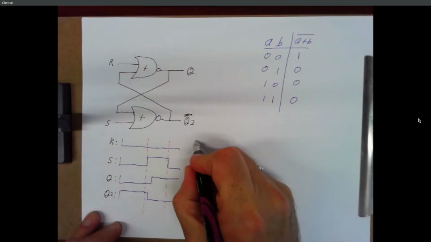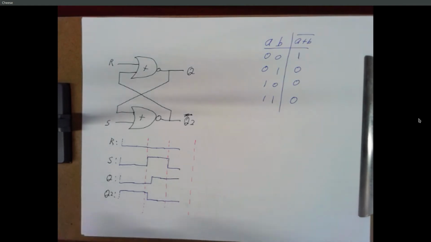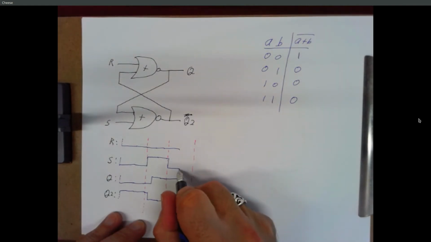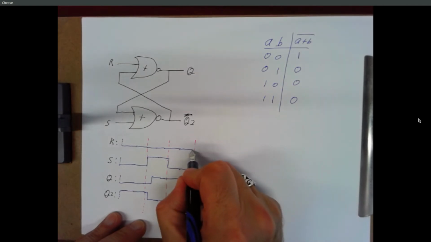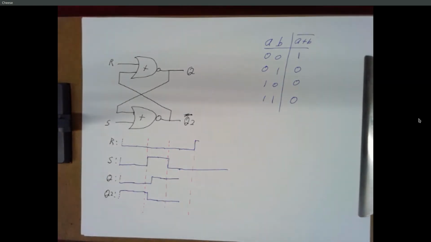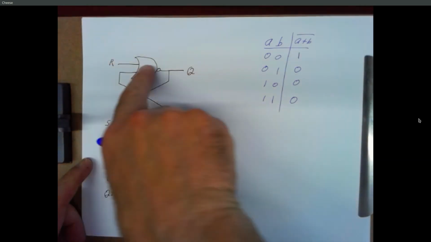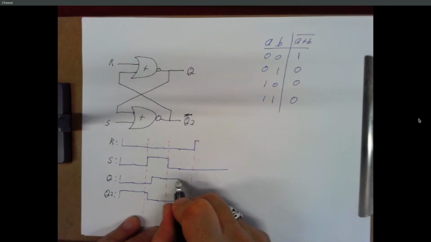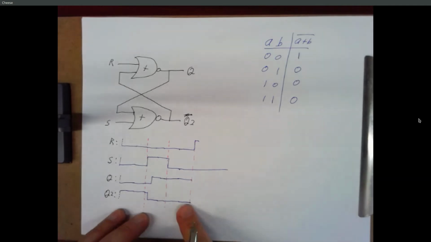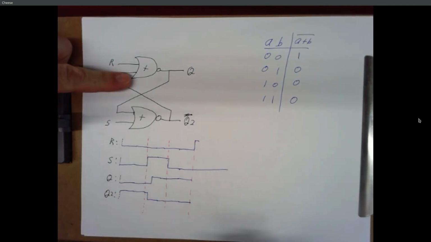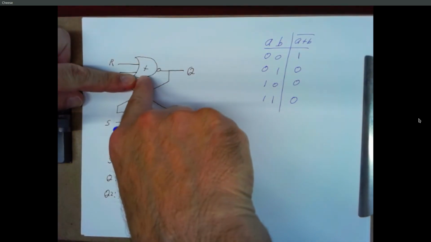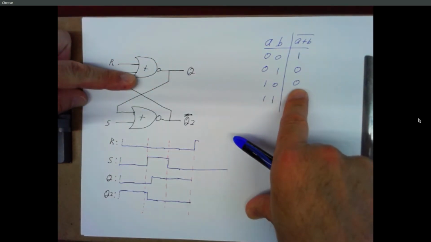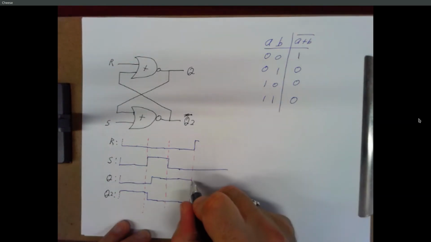Now let's see what R does. We're not going to touch S, we're going to leave S low. But at this point, we're going to raise R. If R becomes a 1, Q2 is a 0. So let's just bring these out to here. Q2 is a 0, so we got a 0 coming into the bottom. R is a 1, so we got 1, 0 going into our NOR gate. Output of the NOR gate should be 0. That means Q is going to go low. So R goes high, a little while later Q goes low.